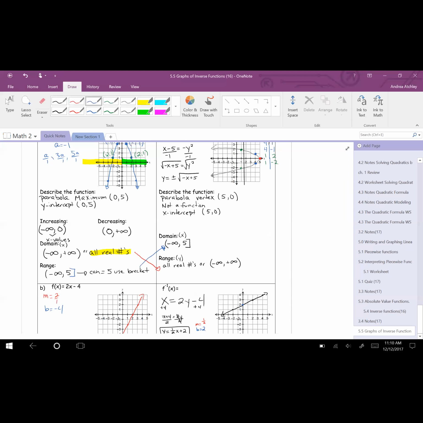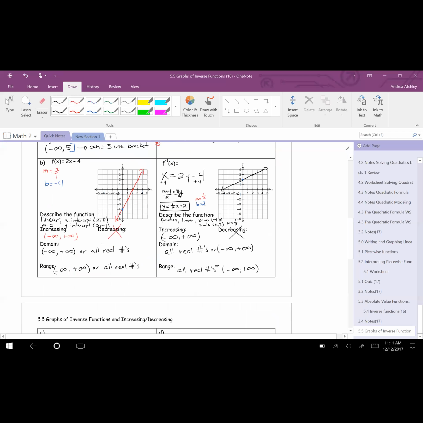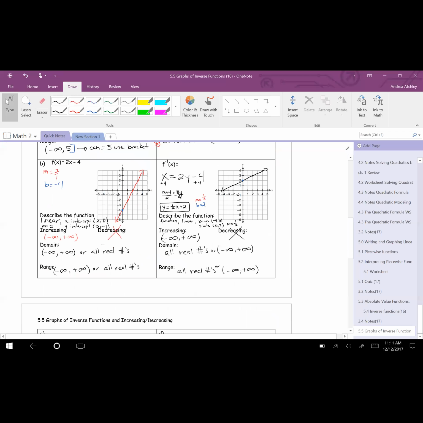Does that make sense? Okay, so if you can find the domain and range of your original, it's easy just to switch them to find the domain and range of your inverse. Okay, and that's the same thing with the linear. You just don't really notice as well because everything's all real numbers. Make sense? Any questions over that?